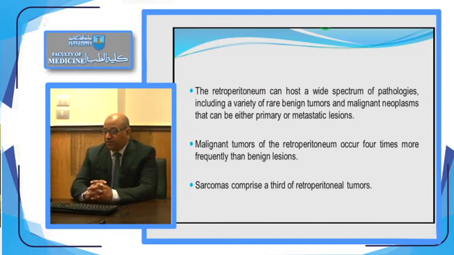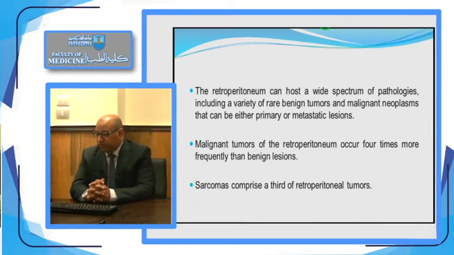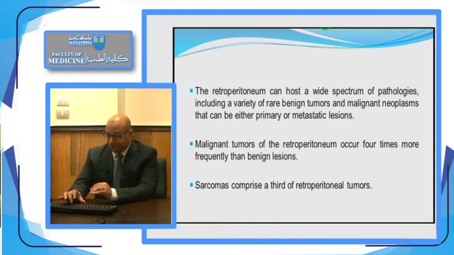The retroperitoneum can host a wide spectrum of pathologies, including a variety of rare benign tumors and malignant neoplasms that can be either primary or metastatic lesions. Malignant tumors of the retroperitoneum occur 4 times more frequently than benign lesions. Sarcomas comprise a third of the retroperitoneal tumors.